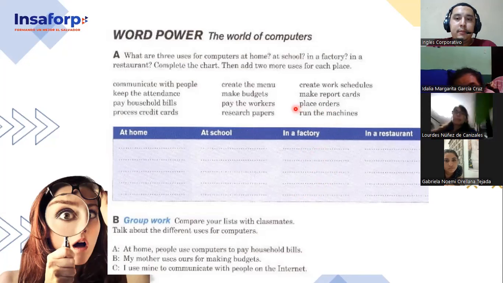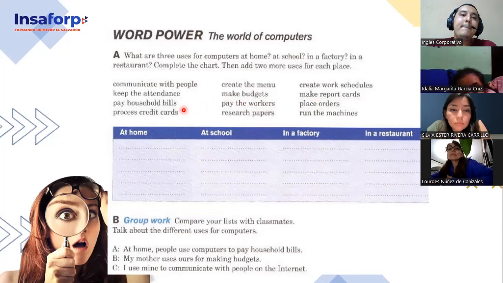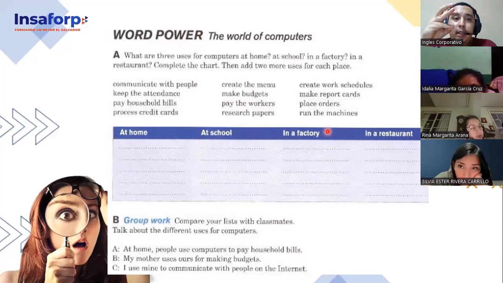Run the machines, okay. Make report cards. Okay. Pay the workers. Okay, in the factory that's something you can do, because nowadays you have your account. Every 15 days or at the end of the month, you receive a payment for your job. The private company pays every 15 days, and the public institution pays at the end of the month. I only receive payment at the end of the month. All of my payments are at the end of the month. And also my household bill.